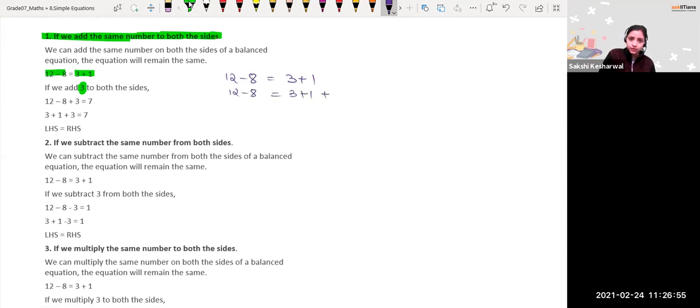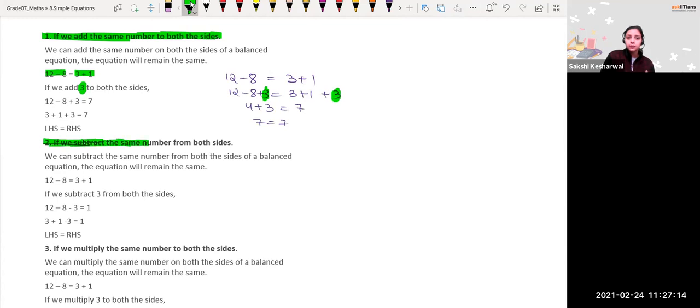3 plus 1 plus 3. We're adding this. You have just added this, right? So the equation will become what, beta? 4 plus 3 is equal to what? 6 plus 7. So this is equal to what? 7 is equal to 7. LHS is equal to RHS. Similarly, the same thing follows over here.